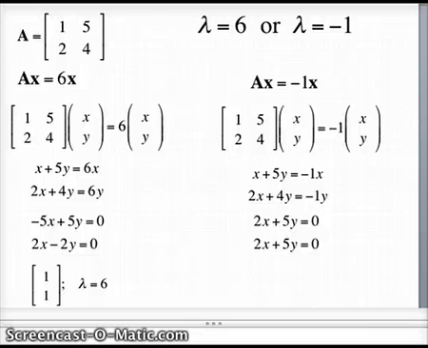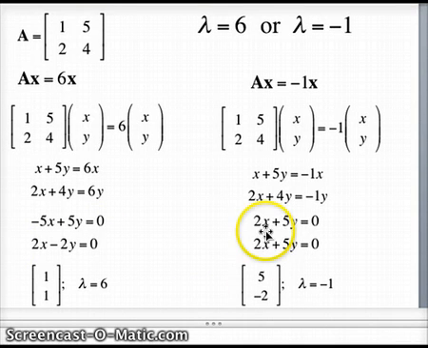1 is not my best choice here because that's going to put me in the world of fractions. So what did I choose to use? Well, let x be 5 and let y be negative 2. You'll see how the coefficients kind of get me there. 2 times 5 is 10. 5 times negative 2 is negative 10. So an x of 5 and a y of negative 2 will give me an answer for my lambda is negative 1. So 5, negative 2 is my eigenvector corresponding to lambda equals negative 1.